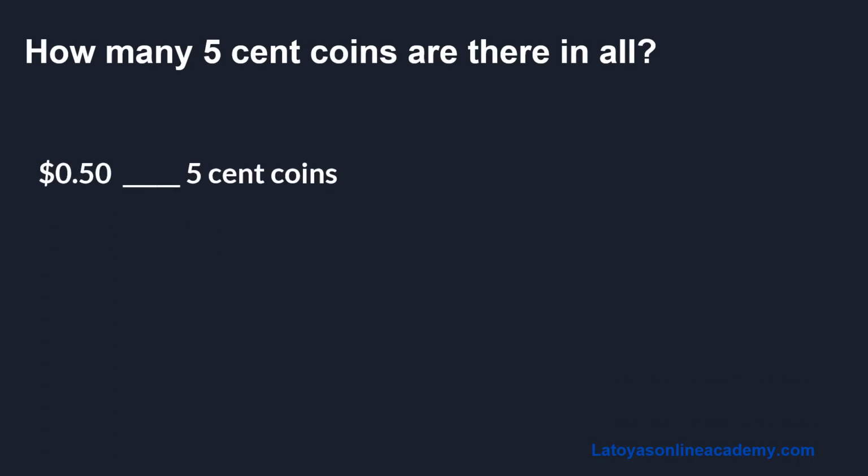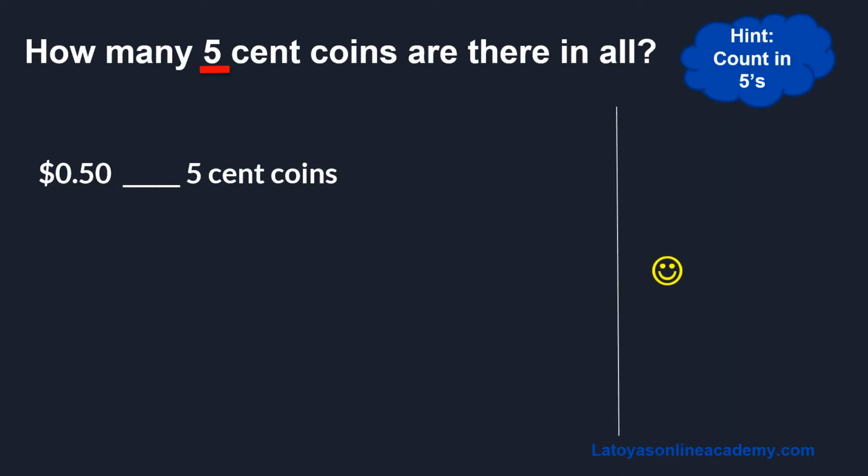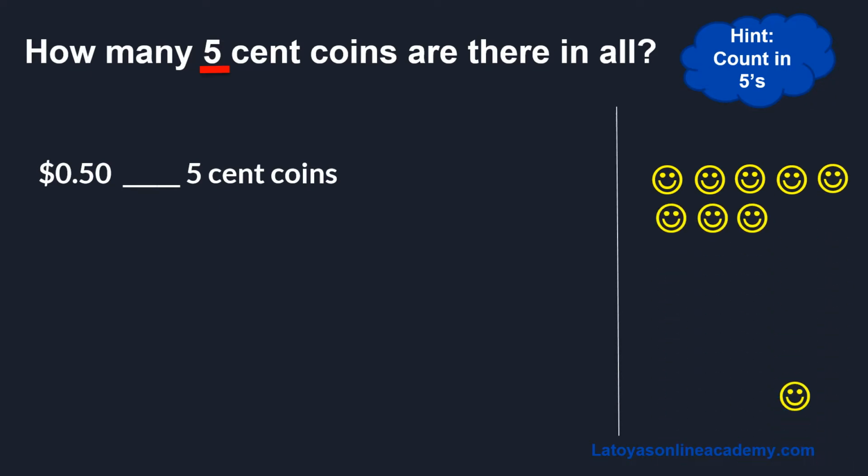How many 5-cent coins are there in 50 cents? What are we going to do? We are going to count in fives until we get to 50. Let's begin. 5, 10, 15, 20, 25, 30, 35, 40, 45, 50. Again, I am using smiley faces, but you can use your fingers or you can use counters to check this. How many 5-cent coins do I have? I have a total of 1, 2, 3, 4, 5, 6, 7, 8, 9, 10. So there are 10 5-cent coins in 50 cents.